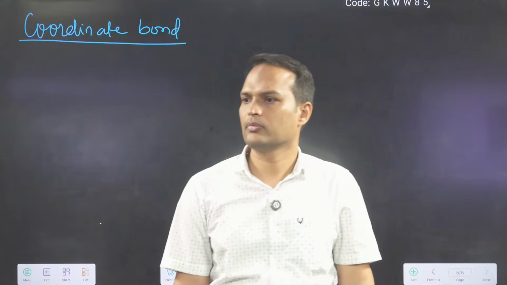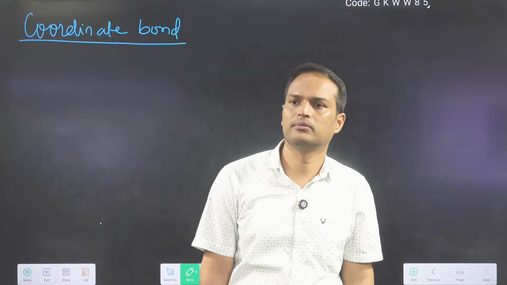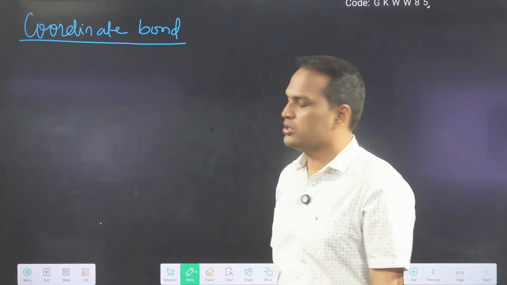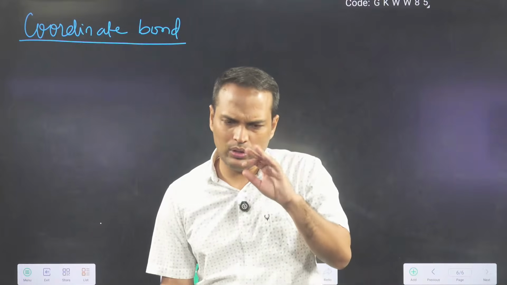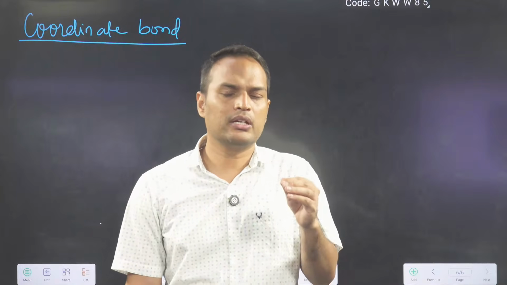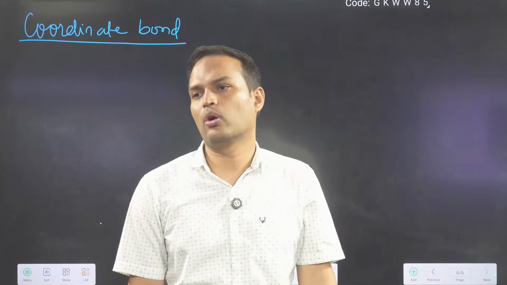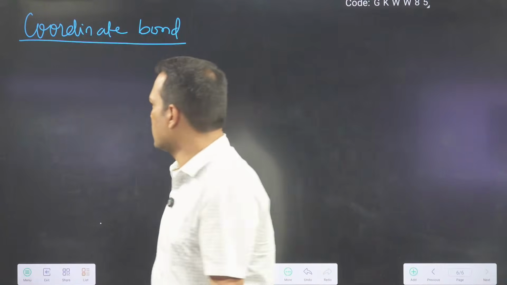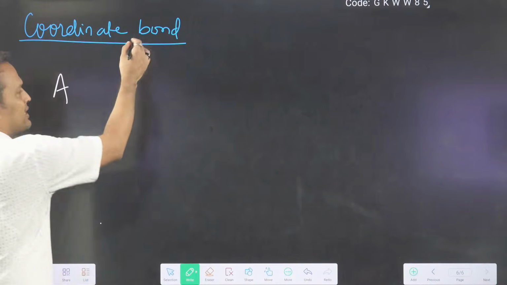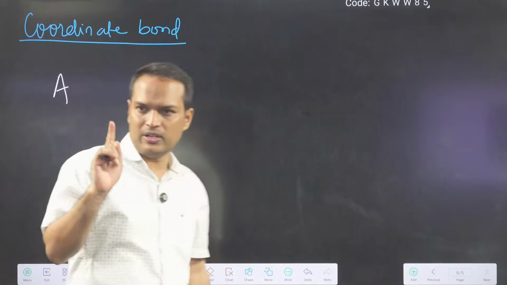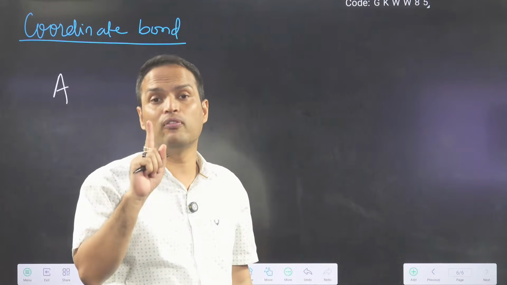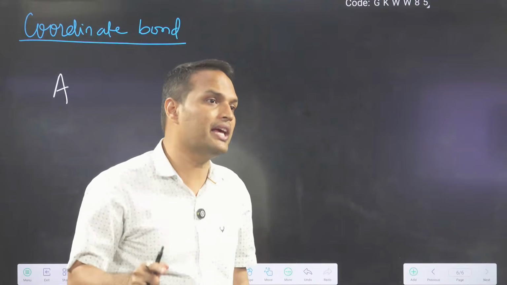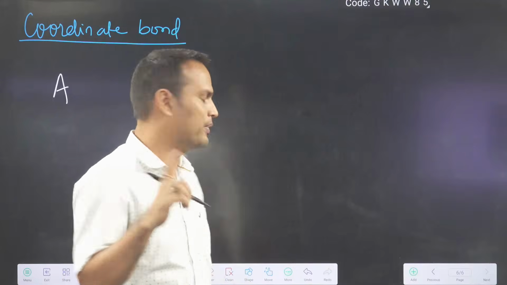Now see here, again I am telling, there can be only one type of question. They will say, which of the following molecules is having a coordinate bond? So you have to just do this type of question. First you have to know what a coordinate bond is. Normally, this is a covalent bond only. That means sharing, not complete transfer.